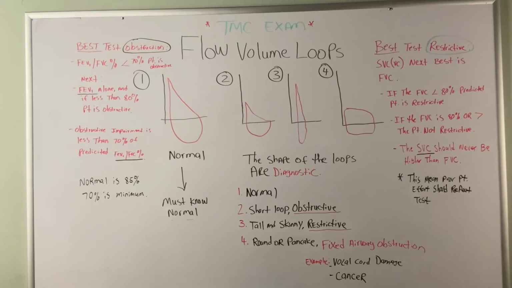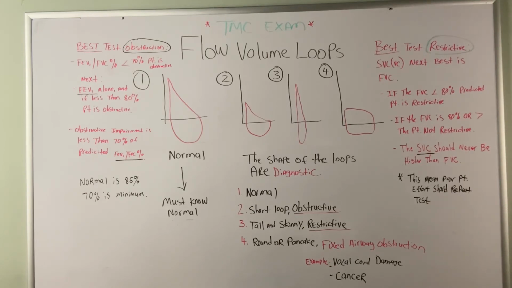Obstructive impairment is less than 70% of predicted FEV1/FVC percent. Whenever it's less than 70% of predicted, your patient is obstructive. Remember, normal is 85%, 70% is only the minimum. So there you have it when it comes to obstruction or obstructive disease.